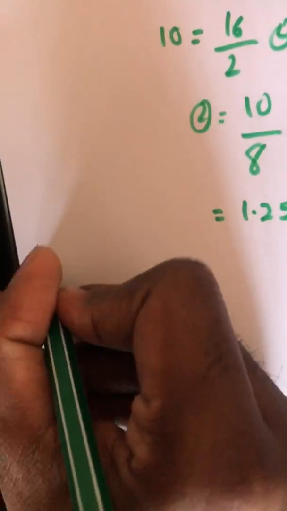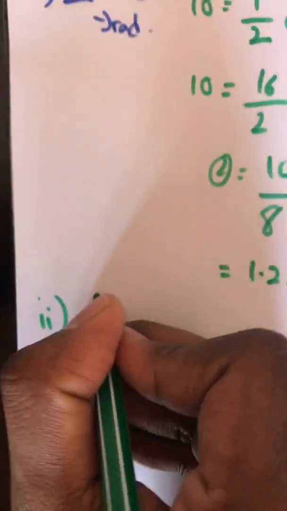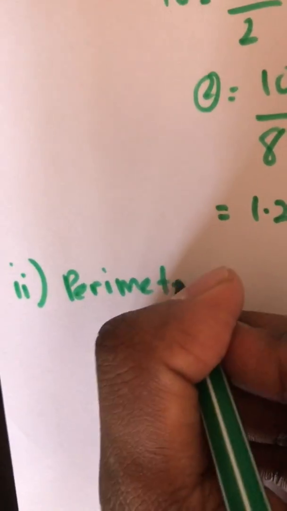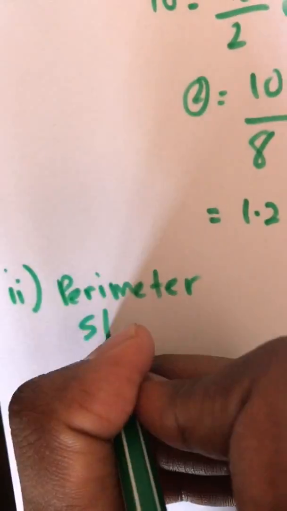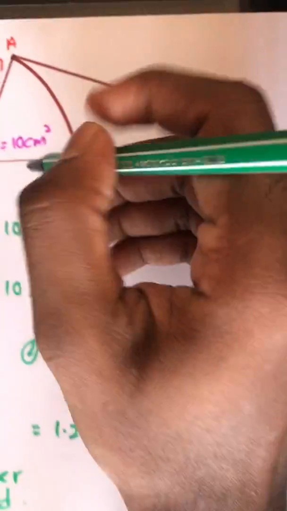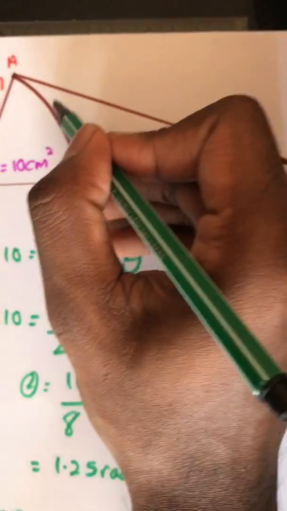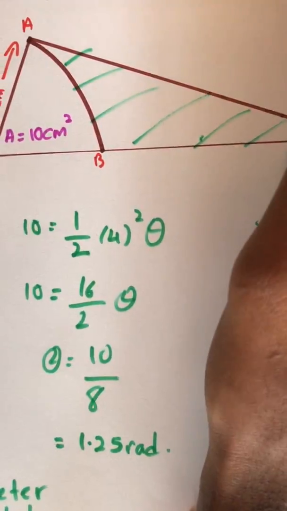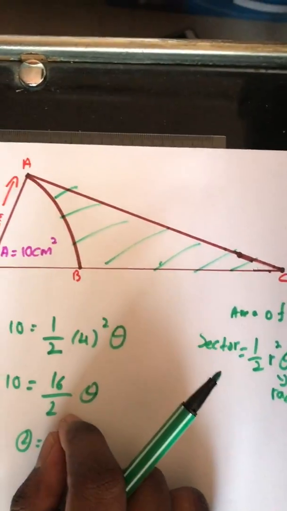I'm just going to use the same color. They want to know the perimeter of the shaded region. This question maybe seems hard, but it's not that hard. So how do we identify the perimeter of the shaded region? I'm just going to shade in green color pen. So the shaded region is here. Sorry, earlier I used a ruler. Now we want to know the perimeter.